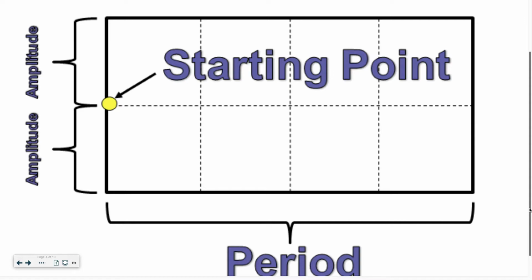These dotted lines and the edge of the frame are going to help us place coordinates on our graph. There's going to be 5 coordinates I expect you to plot and label when you graph one full period of either a sine or cosine graph. Okay.